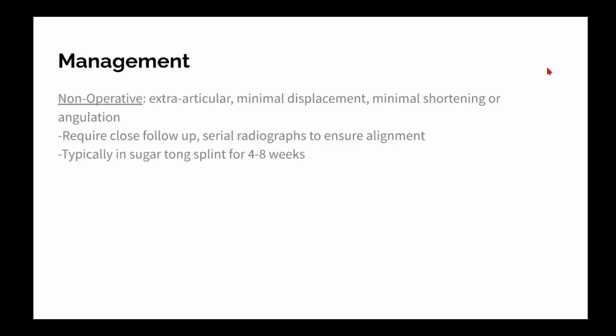Management of distal radius fractures really depends on the fracture pattern. If it's extra-articular, it's not really displaced, shortened, or angulated, they do well without surgery. These patients, of course, require close follow-up and serial radiographs, typically in a sugar tong splint for 1 or 2 months. And there's a lot of other factors, right? Patient's age, occupation, is it their dominant arm? What are their other injuries? There's a lot that goes into the operative decision making.